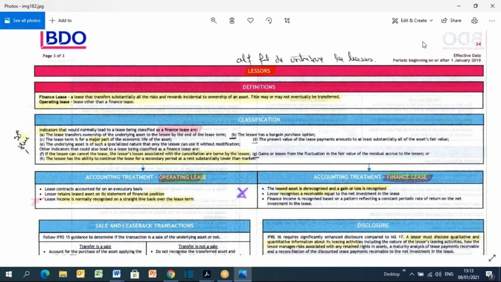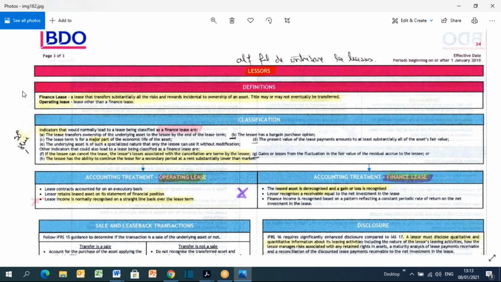Read the question carefully and visualize, who are you? Are you the lessor? Are you the lessee? Because the accounting treatment is different. So always remember what a finance lease is. You should know the definition. A finance lease is a lease that transfers substantially all the risks and rewards incidental to ownership to the lessee.